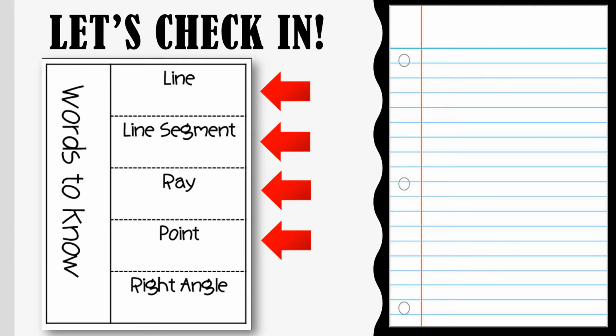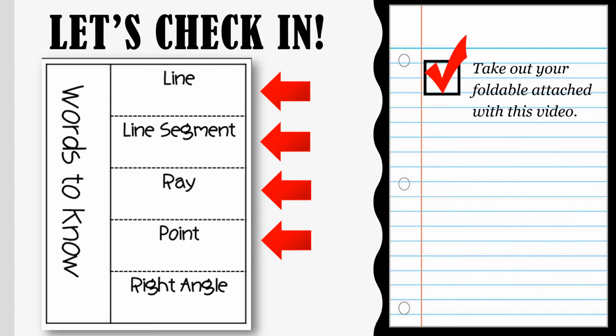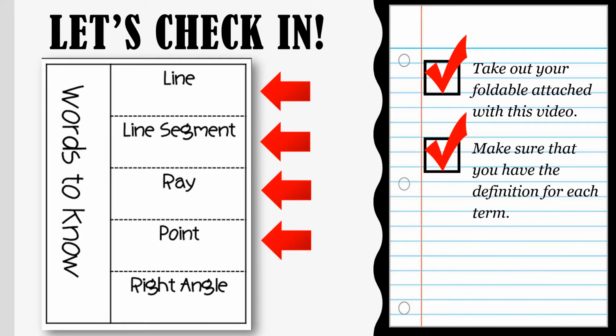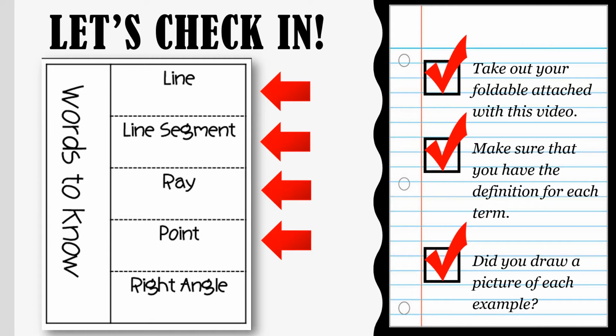So let's check in. Go ahead and make sure you take this out because we are going to review lines, line segments, rays, and points right now. After that, we will get into a right angle. But make sure you take out your foldable attached with this video. Make sure that you have the definition for each term written down, and you have a picture for each. If you don't have that yet, go ahead and work on it now as we go over this quick check.